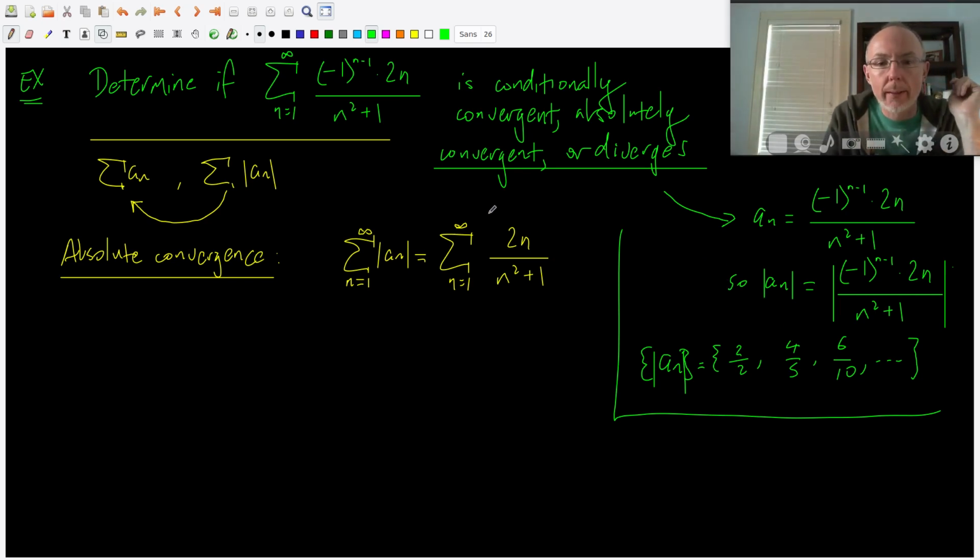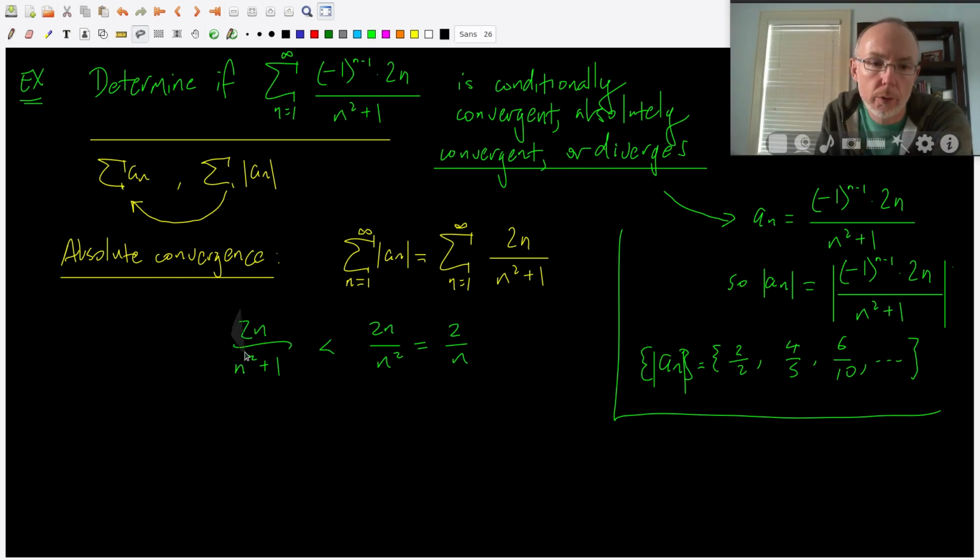So we want to know whether this converges or diverges. One way to approach it is to notice that 2n divided by n squared plus 1 is going to be smaller than 2n over n squared, and that's just 2 over n. Is that helpful? If I forget the 2 for a moment, because the 2 is just a multiplying factor and so in the end of the day it doesn't enter into our considerations, is this helpful? We know that n over n squared plus 1 is smaller than 1 over n.